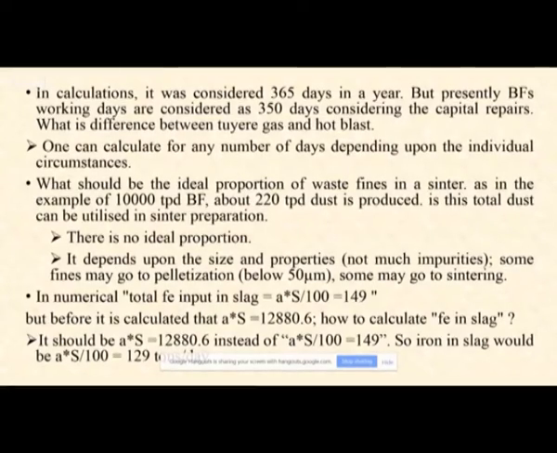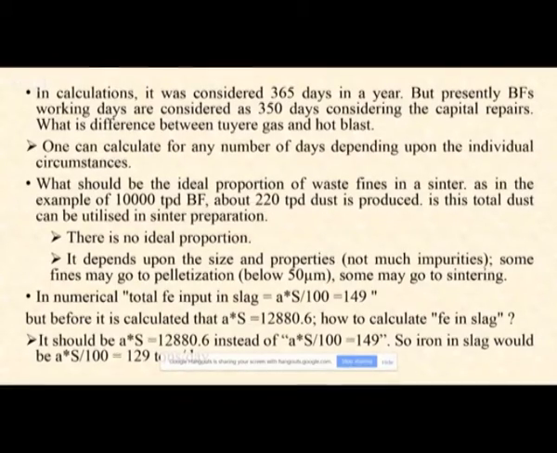The other question is, what should be the ideal proportion of waste fines in a sinter? The answers are given with the arrows. Where arrows are indicating, those are the answers for that particular question. In this case, there is no ideal proportion. It depends upon the size and properties. Some fines may go to pelletization and some may go to sintering. Because sintering and pelletization are agglomeration processes, one has to use the fines. So there is nothing like one has to use only 20% proportion in the sinter. Sinter, you make it only from the fines. And same thing about pelletization, except that the fine size is different in both cases. That has been explained there.